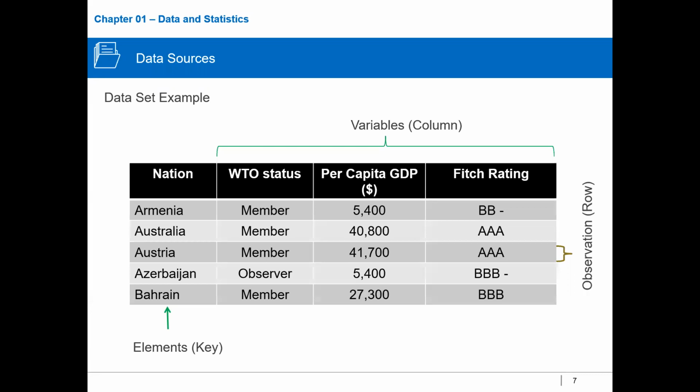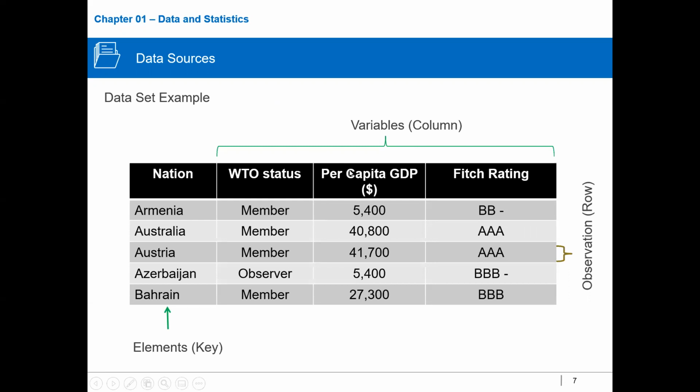So if we look at this example, here's a data set example. We have our elements, which is our nation. This is again an example, nations. Here we have 5 nations, which means we have 5 observations or rows. Think of Excel, you have rows and columns. So you usually have a key field. This is nation. You may have a student ID, for example, as a key field. An employee ID is a key field. A product ID is a key field. Then you have variables. This explains WTO status, per capita GDP, fitch rating.